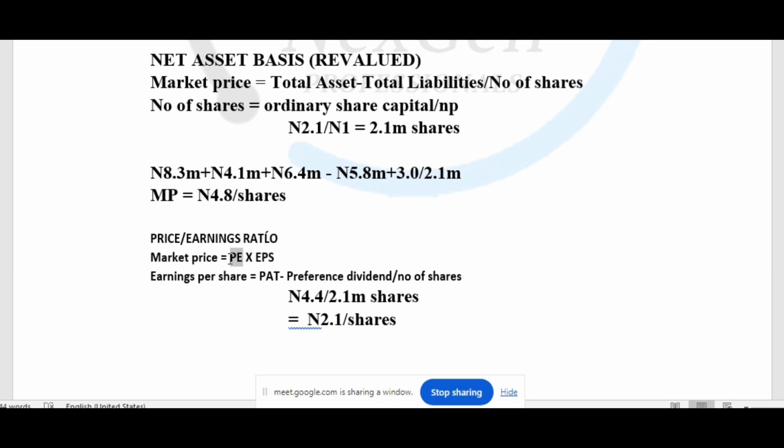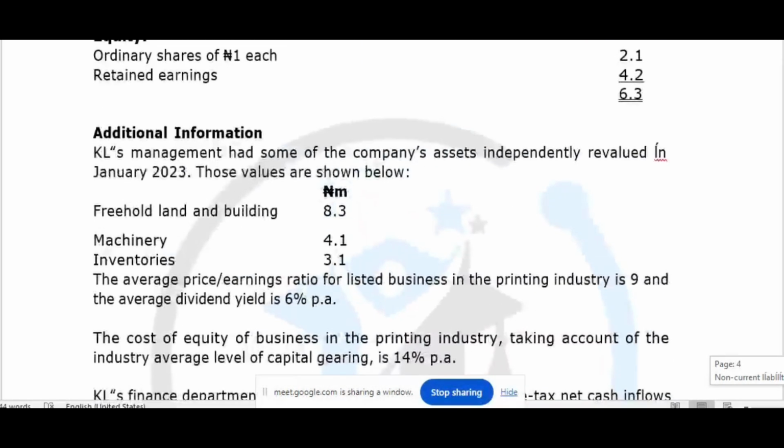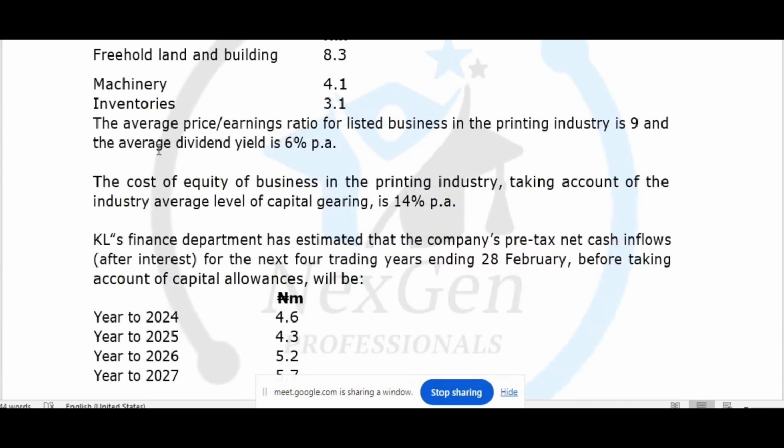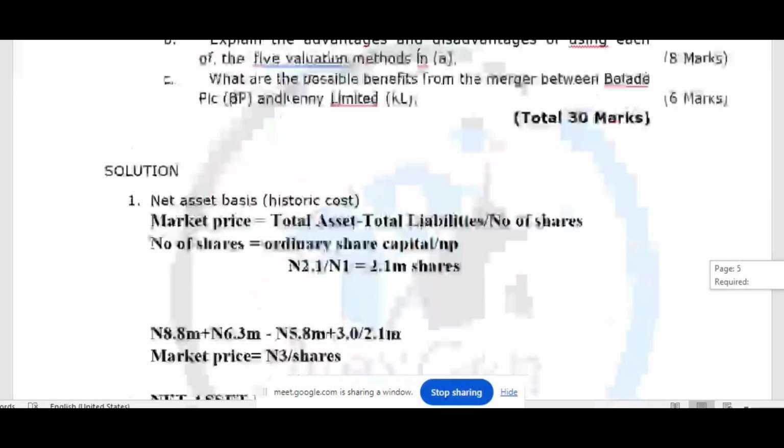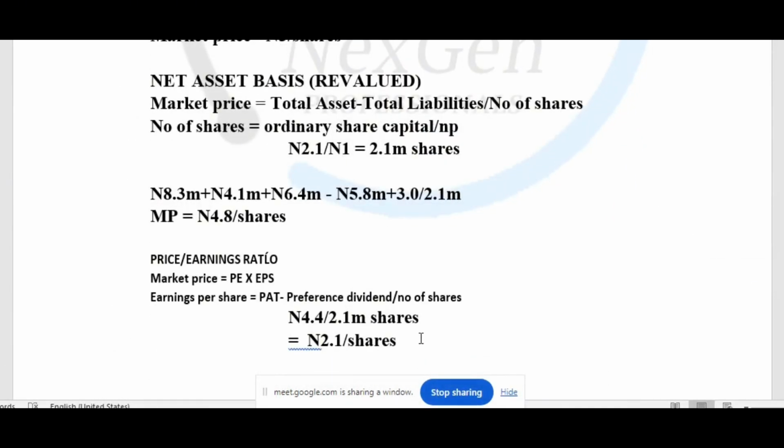Then we need the PE ratio, which is the price earning ratio. Let's quickly go back to our question where the industry PE ratio was given. The average price earning ratio for listed businesses in the printing industry is 9, and the average dividend yield is 6%. So the price earning ratio is 9, because all this will be given in the question.